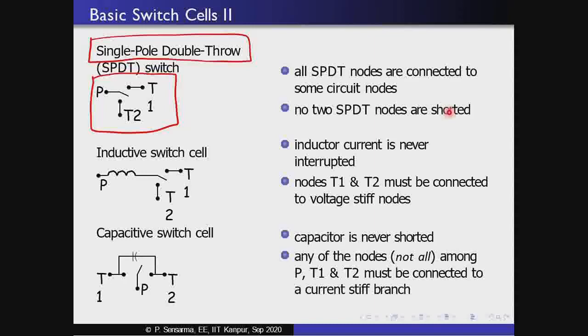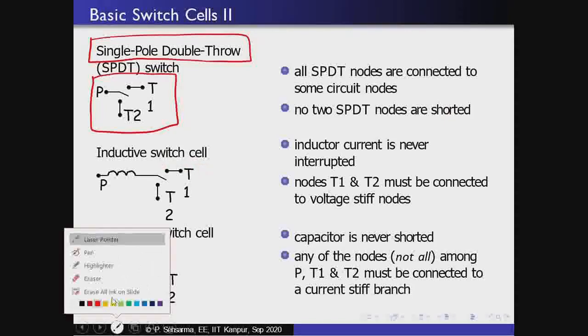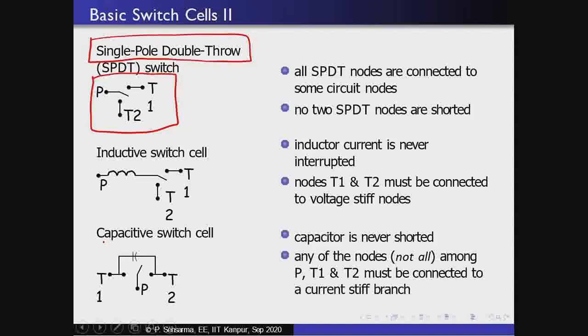Okay. So using that SPDT switch, those are the two constructs which we come up with. The first construct is the inductive switch cell. So what does the inductive switch cell do? And that's one of the motivations why we took this SPDT. To the pole of the SPDT switch, we have connected the inductor or the current stiff element. Instead of an inductor, it could have been a whole combination of current stiff branch, but right now let's have just an inductor as a representative current stiff element.